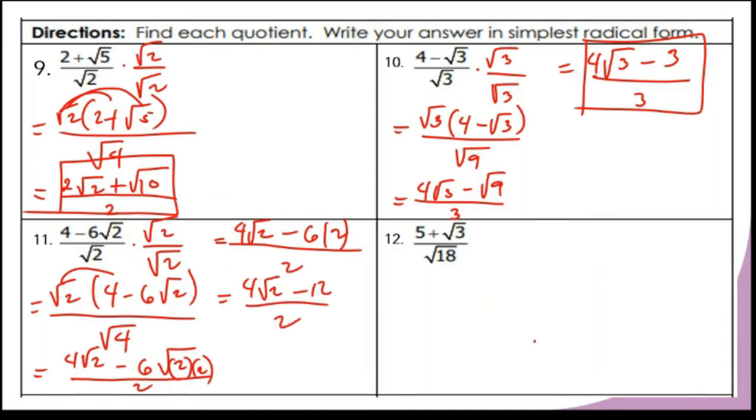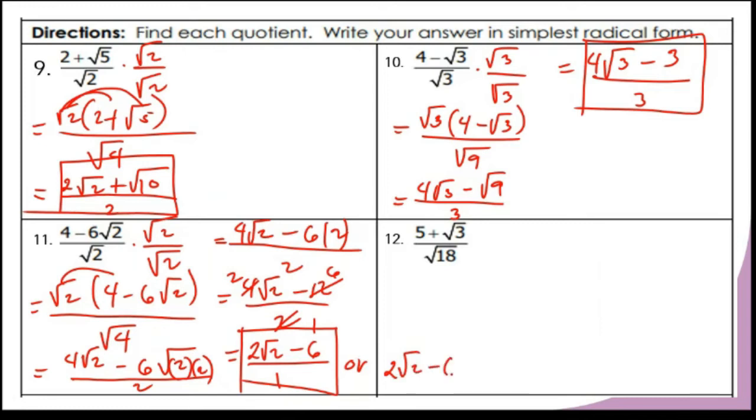Based on the given, there are common factors between the binomial and the denominator. So we can divide out 2 in the first term of the binomial, as well as the second term of the binomial and in the denominator. So you will have 4 divided by 2 is 2. 12 divided by 2 is 6. 2 divided by 2 is 1. So the final answer now will be 2 square root of 2 minus 6 over 1, or it is simply 2 square root of 2 minus 6.